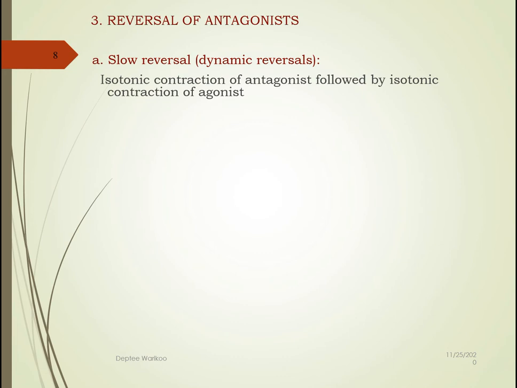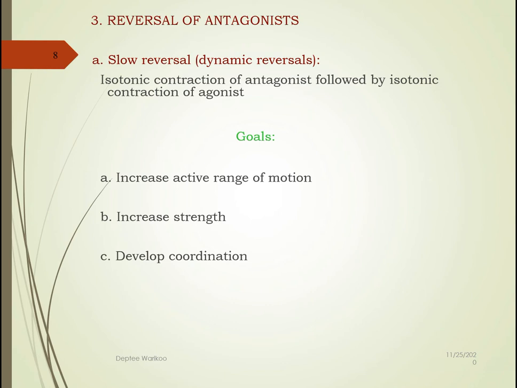So, slow reversal involves dynamic concentric contraction of a stronger agonist pattern, immediately followed by dynamic concentric contraction of the weaker antagonist pattern. There is no voluntary relaxation between patterns. This promotes rapid reciprocal action of the agonists and antagonists. So, what are the basic goals for slow reversal? First, it increases the active range of motion, it increases the strength, and develops the coordination.